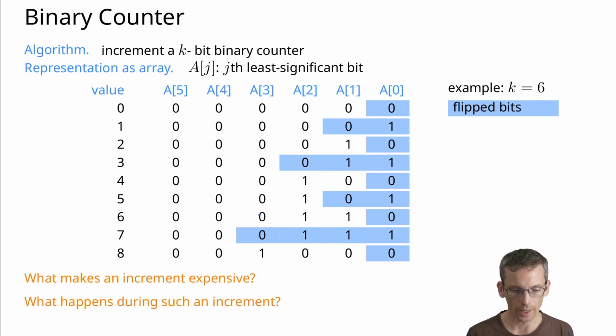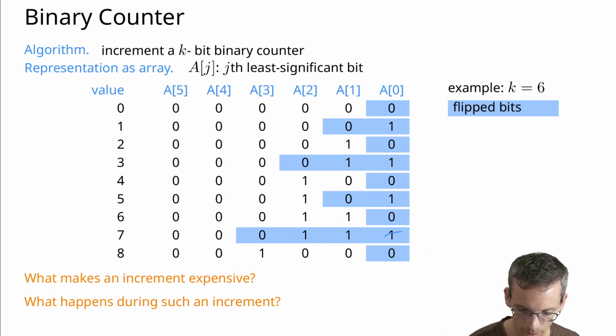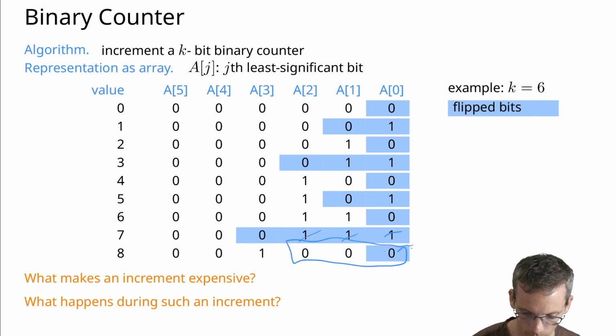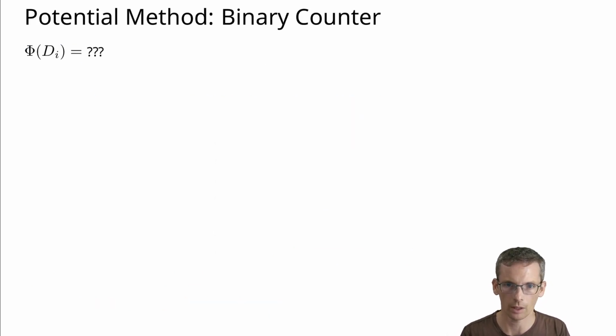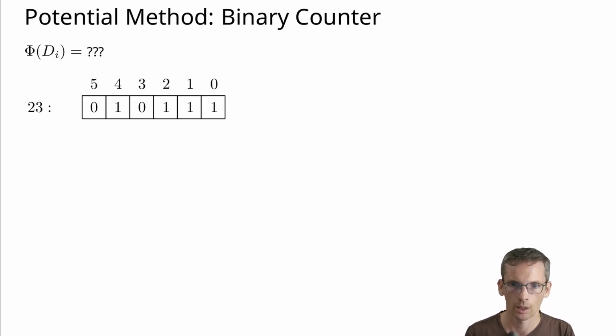Then what happens during such an increment? Again, looking at the 7, it's expensive, but all of these 1s become 0s. This 0 becomes a 1, and then I stop. So now we have to think about what is a good potential function. So how should we define our potential? So what would you say for this example?